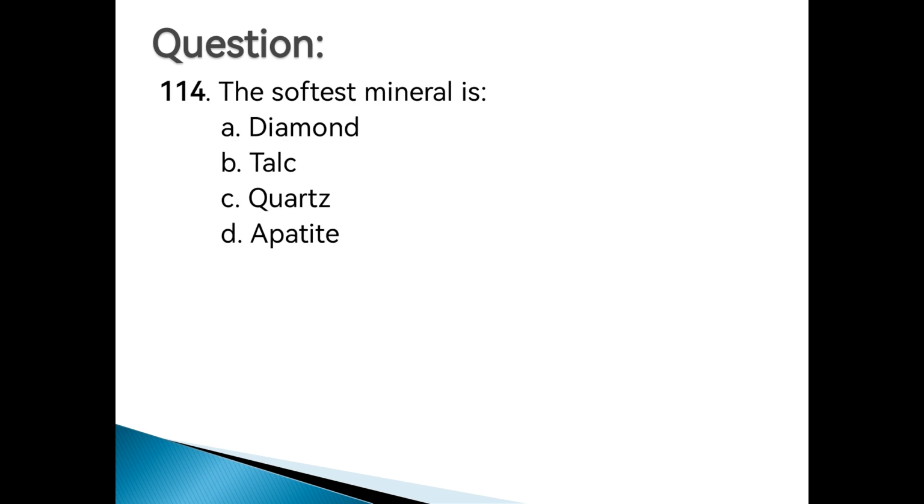114. The softest mineral is A. Diamond, B. Talc, C. Quartz, D. Apatite. The correct answer is B. Talc, yung pulbos.